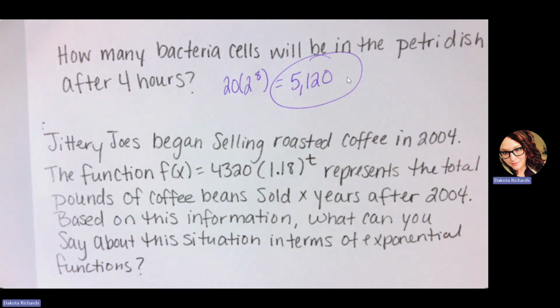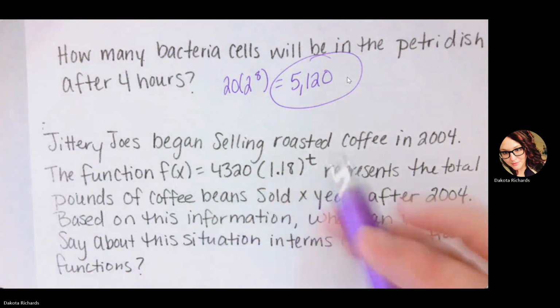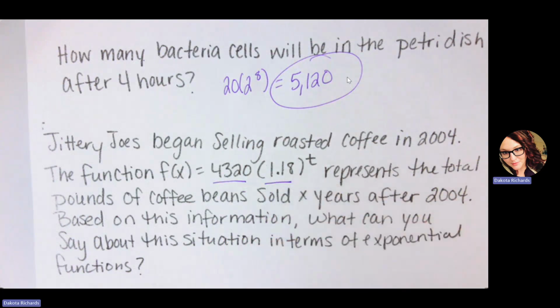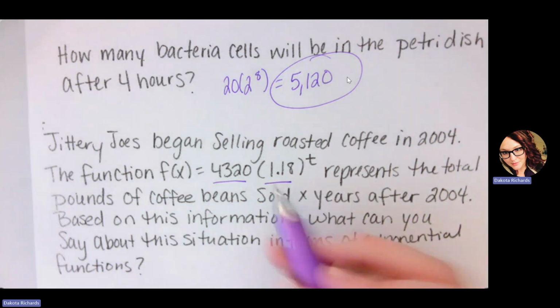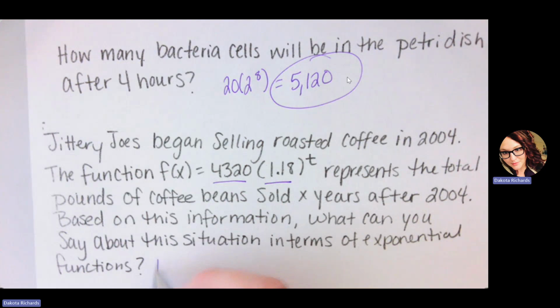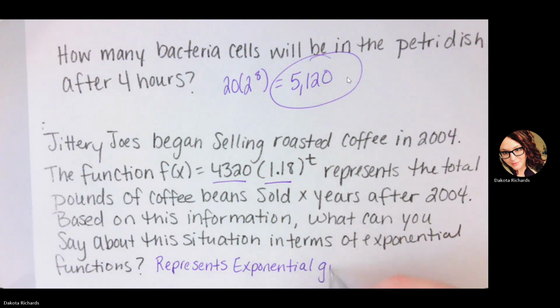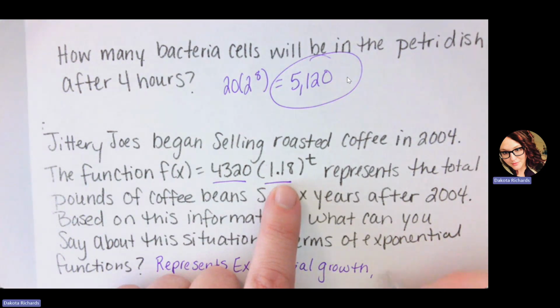The function f of x equals 4,320 times 1.18 to the t power represents the total pounds of coffee being sold x years after 2004. Based on this information, what can you say about the situation in terms of exponential functions? Well, because this is bigger than 1, we know this represents exponential growth. Okay. We know that the growth factor is 18%.